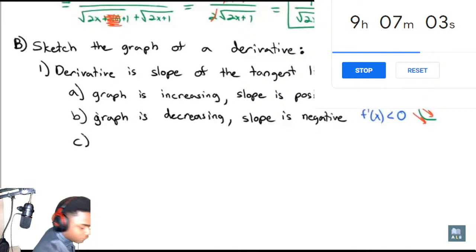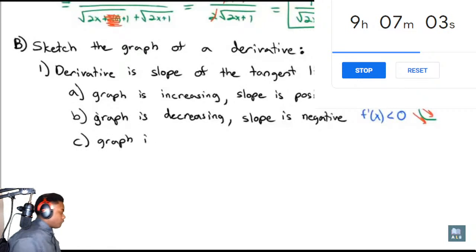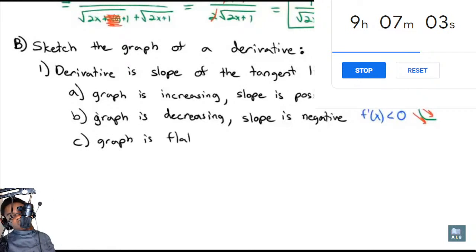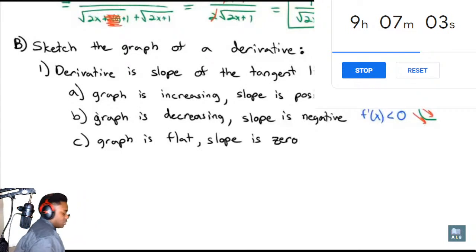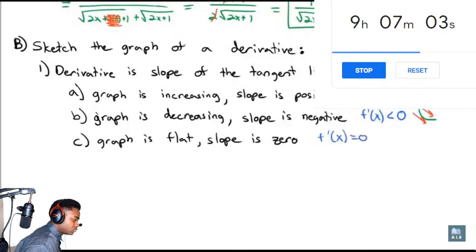I guess we could also say the neutral statement, that if the graph hits a flat point, if the graph is flat, then we could say the slope is 0. In other words, we would say f prime of x is equal to 0. And that could happen a couple of ways.